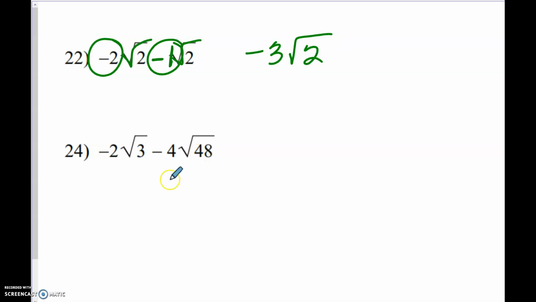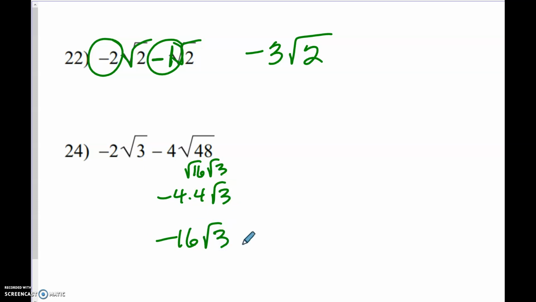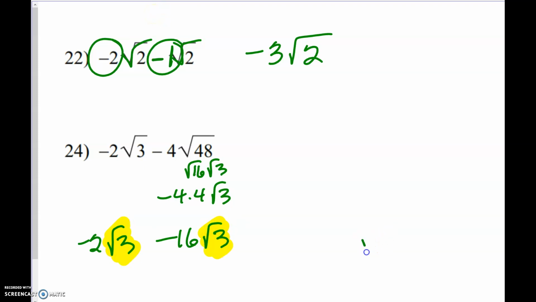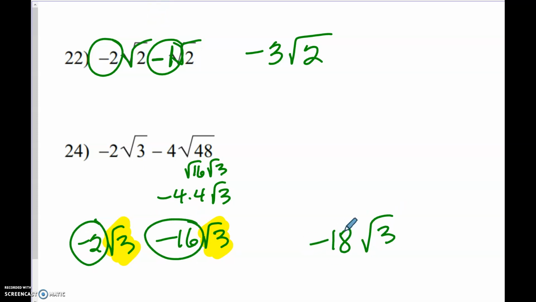All right, square root of 48. So what's that? Square root of 16, square root of 3. So we have negative 4 times 4 root 3. So we have negative 16 root 3. And then in front, we still have negative 2 root 3. Now these are like terms because they both have this root 3. That's what makes them be like terms. So we're going to keep our root 3, and negative 2 minus 16 is a negative 18. So negative 18 root 3.